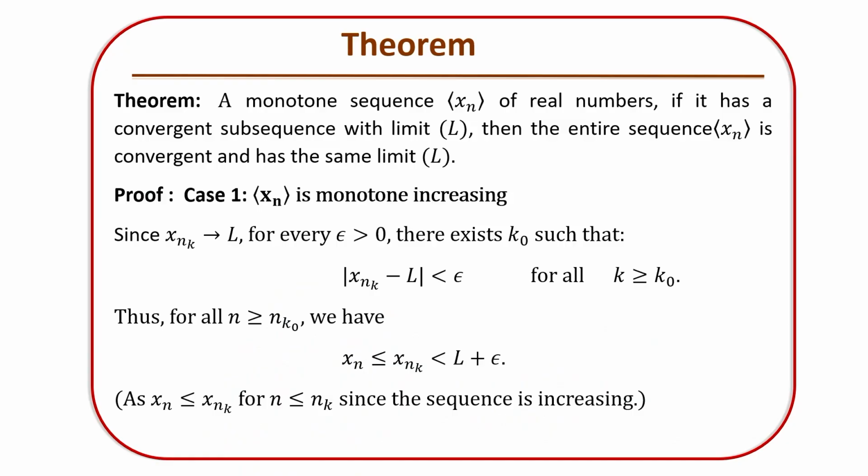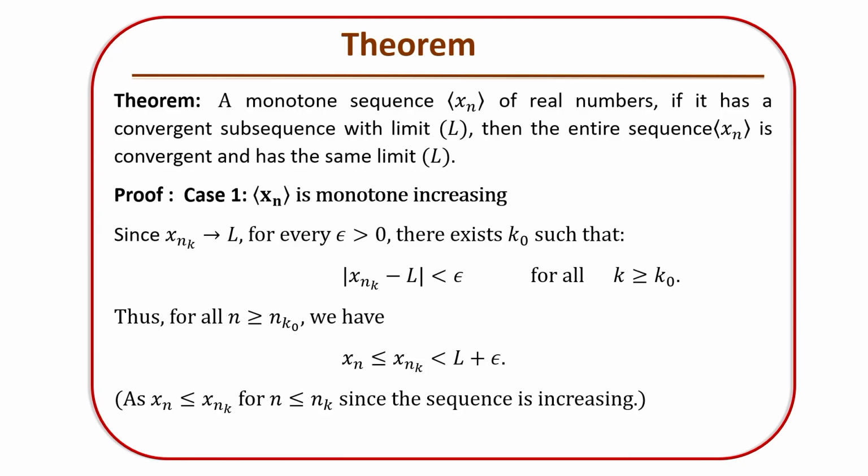Here we use that one and connect the relationship between a sequence and its subsequences given monotonicity, right? So in the framework of monotonicity, we are going to relate sequences to subsequences. So what is the statement? I am going to read it. A monotone sequence x_n of real numbers, if it has a convergent subsequence with limit L, then the entire sequence x_n is convergent and has the same limit L.